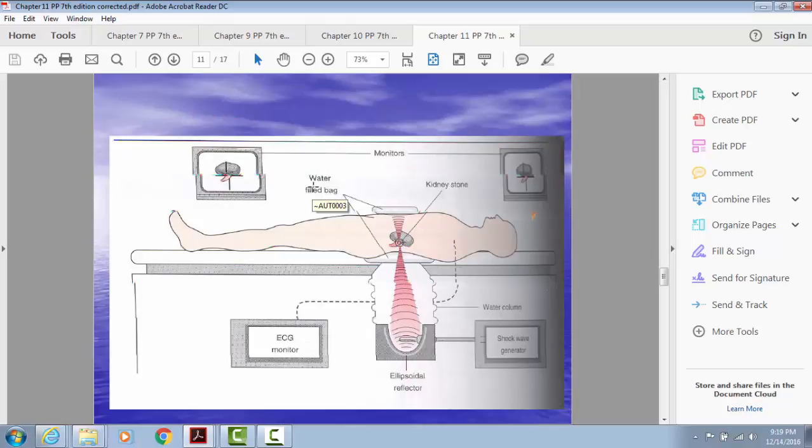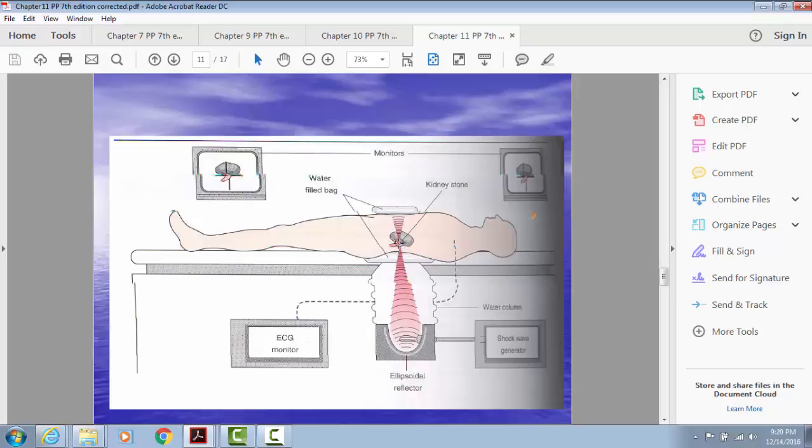So here's a picture of a lithotripsy machine, and so they put the patient on this table, and then they have a shockwave generator that will send a shock into this ellipsoidal reflector. It reflects it through this water bag that the patient is lying on, and they pinpoint that shock wave exactly to where the stone is in the kidney, and they can determine where it's at by use of ultrasound. So they have ultrasound machines that are pinpointing where the stone is at, and then they can use the shock wave generator to hit exactly where the stone is located.